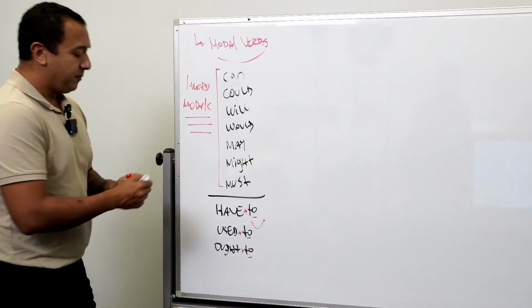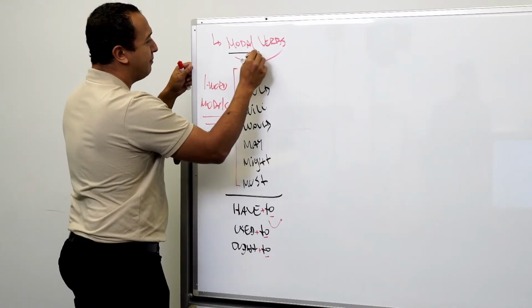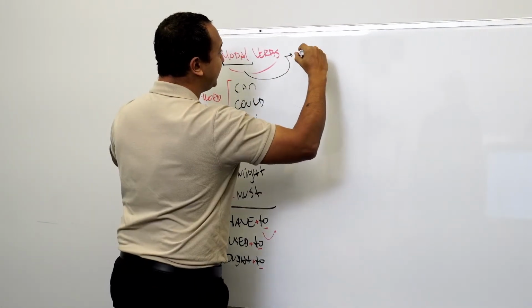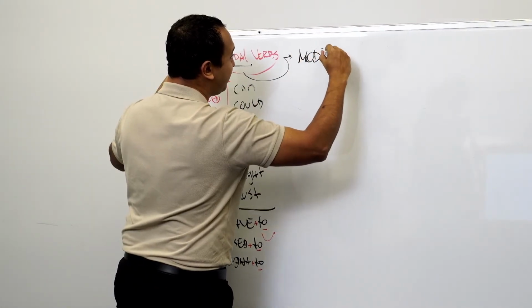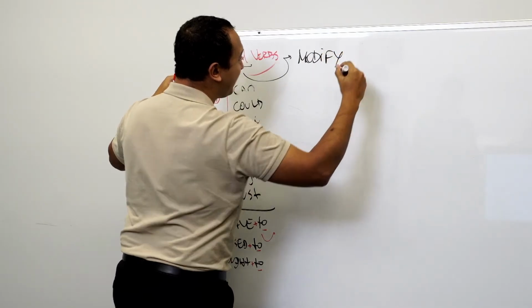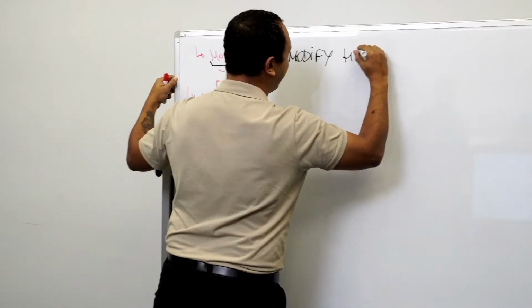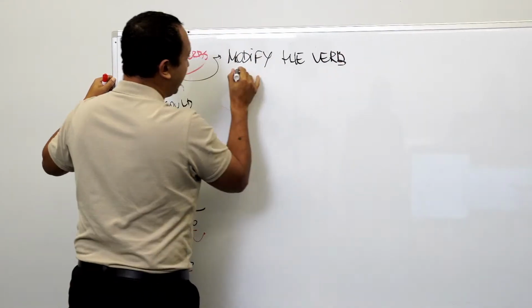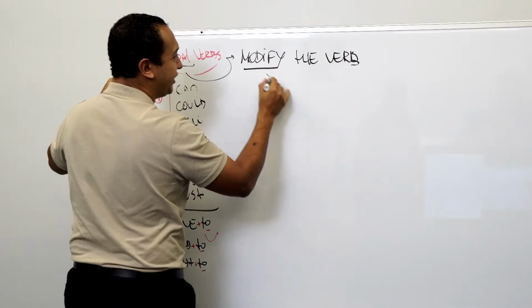Modal verbs, why do they have this name here, modal? Because, of course, these words, they modify. They modify what? They modify the verb, guys. That's what they do, okay? Modal verbs, they make a modification to the verb.